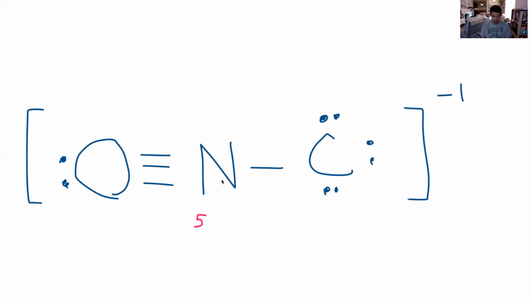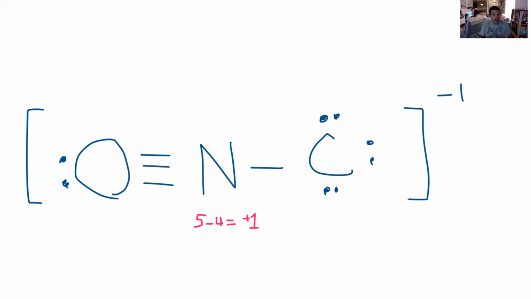So let's start with the middle. The nitrogen should have 5 valence electrons. It has 4 bonds around it. That contributes 8 electrons. We have to divide it in half. So 5 minus 4, the nitrogen has a formal charge of +1.